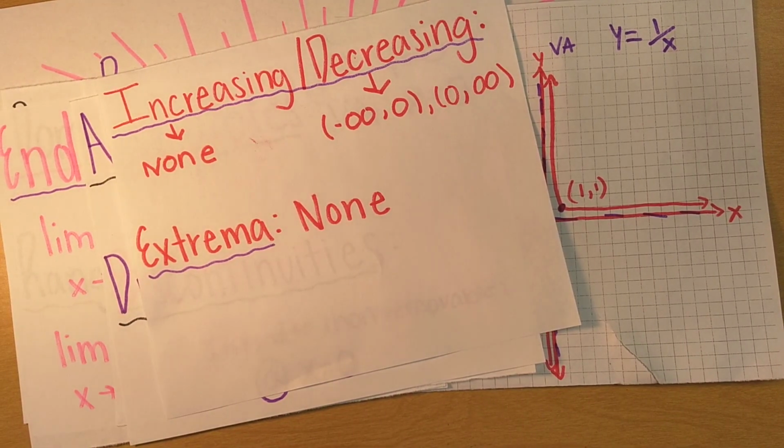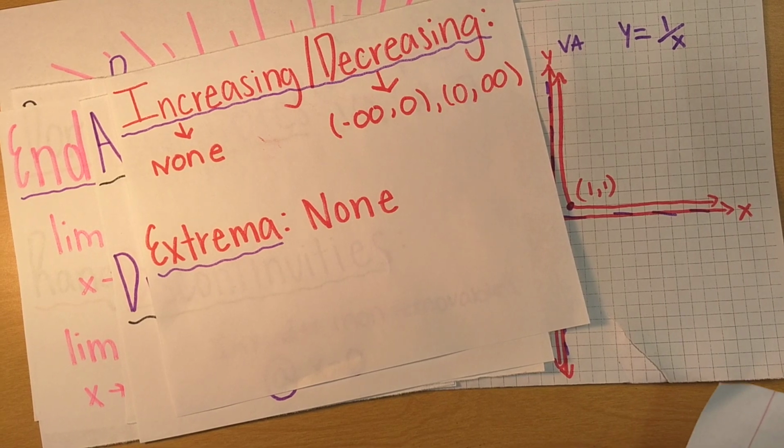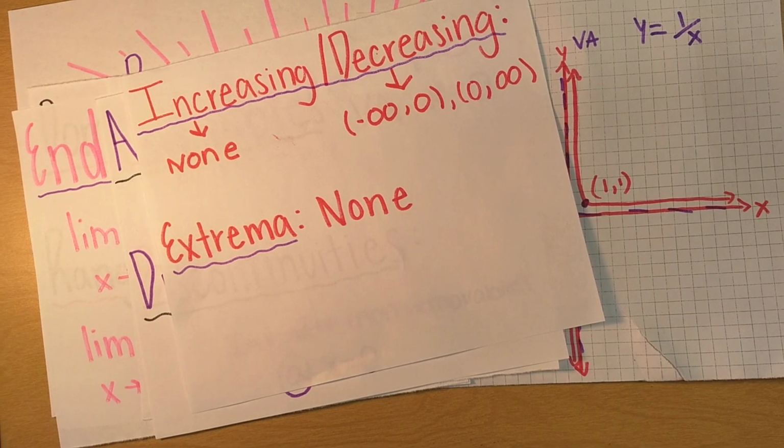This function is both increasing and decreasing in every direction, so it is considered mixed. There is no extrema because there is an infinite amount of numbers included in the function.